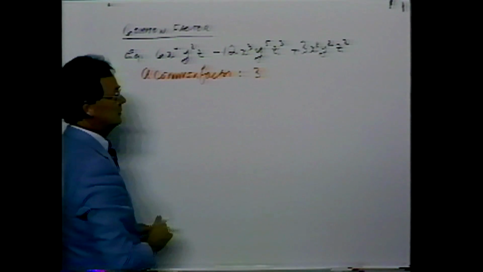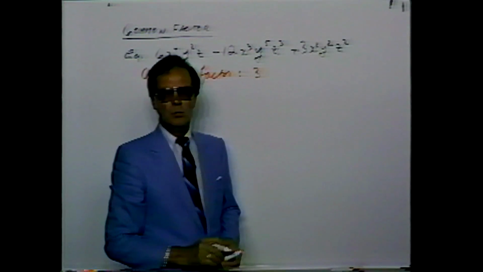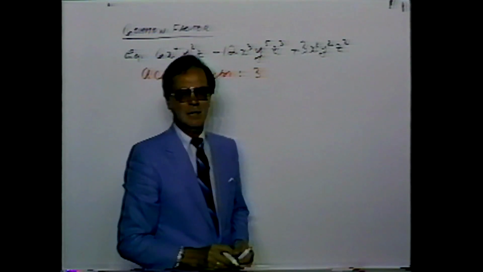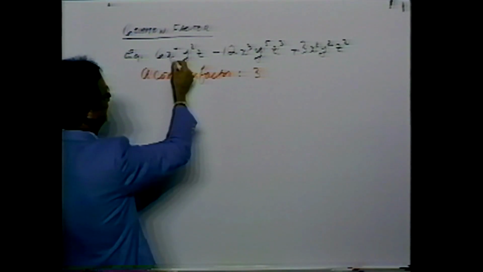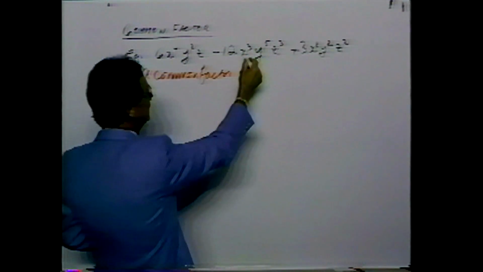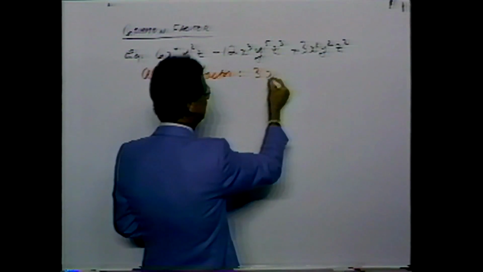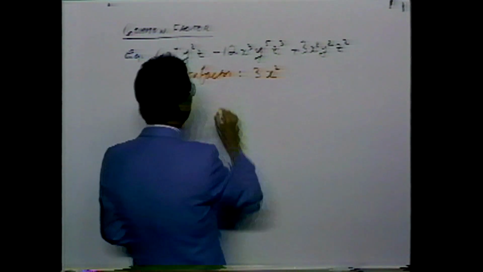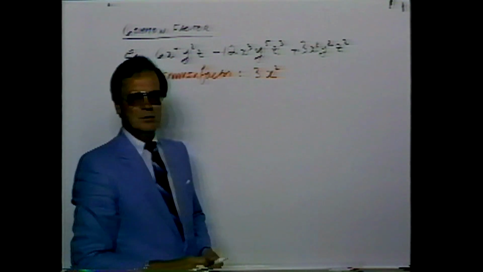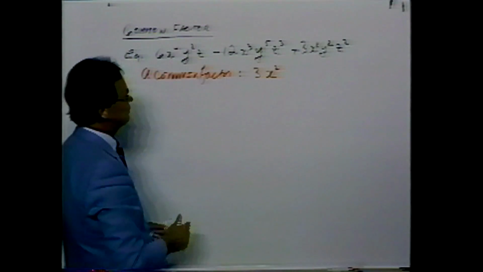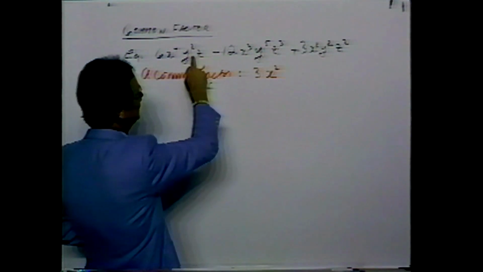Examine other parts of each term to determine whether there are any other factors in common. Notice that we have the power x to the fourth there, x to the third there, and x squared. In addition to 3, there is an x squared that's a factor common to all of them. Look for other common factors in the expression. Well, the next power is y squared.